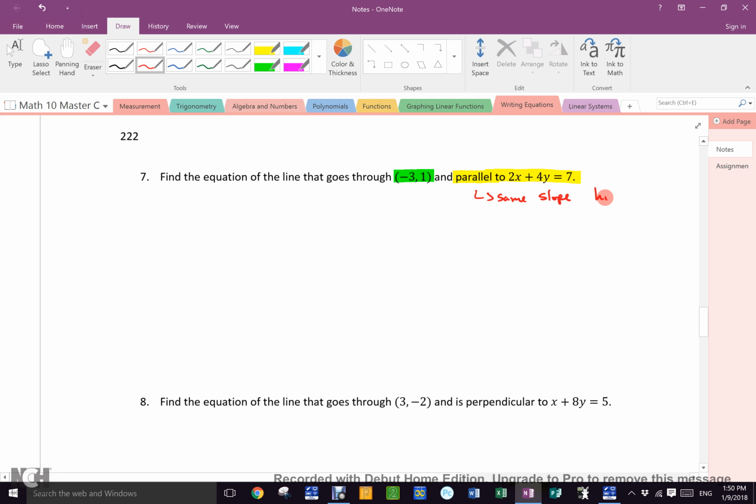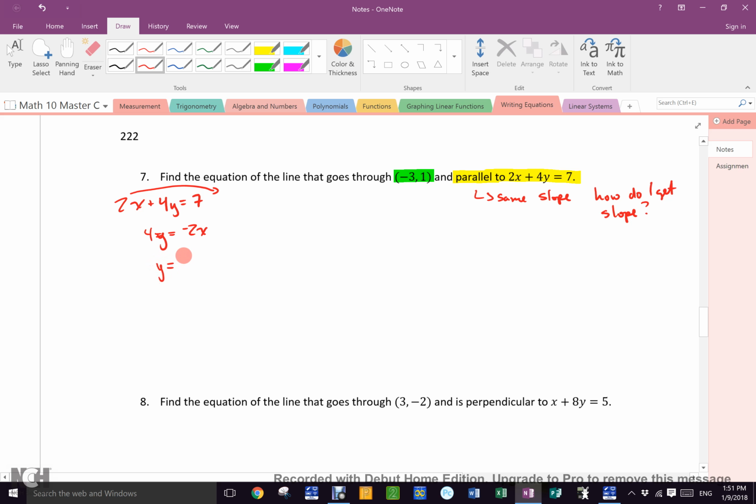Move the y, divided by negative 1. How do I get that slope? Well, I take the general form, or standard form, and I put it into what? Y equals mx plus b. Now, do I care about the 7? Why not? It's useless because I only need the slope, right? So I don't even need to care about the 7. 4y equals negative 2x, right? Because I bring that over here. Now what?